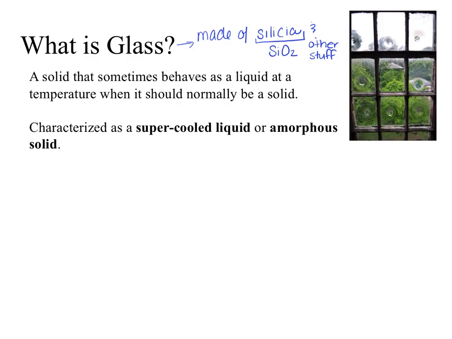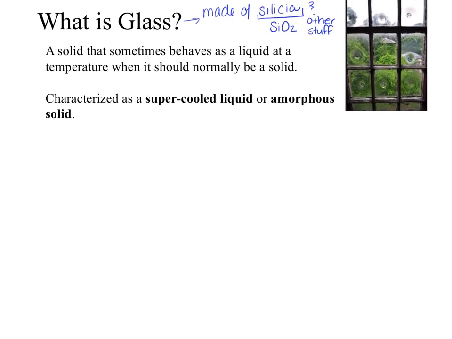When we talk about glass, glass is a solid that sometimes behaves as a liquid at room temperature when it should normally be a solid. Okay. And so it's characterized as a supercooled liquid or an amorphous solid. And so, of course, the question here is why? Why does it do this? Well, basically, it's a non-crystalline solid. What that means is it has a definite shape and volume.